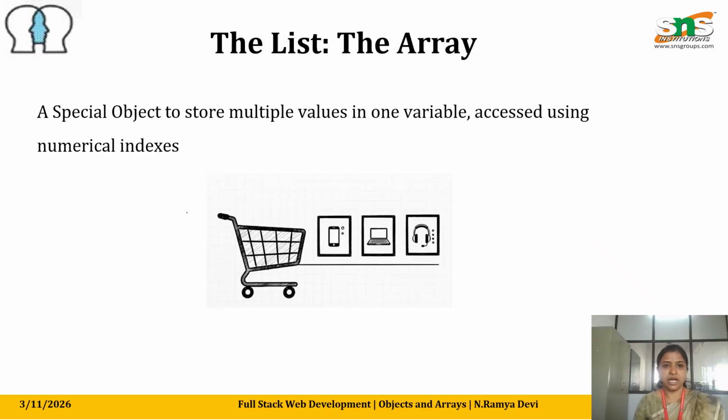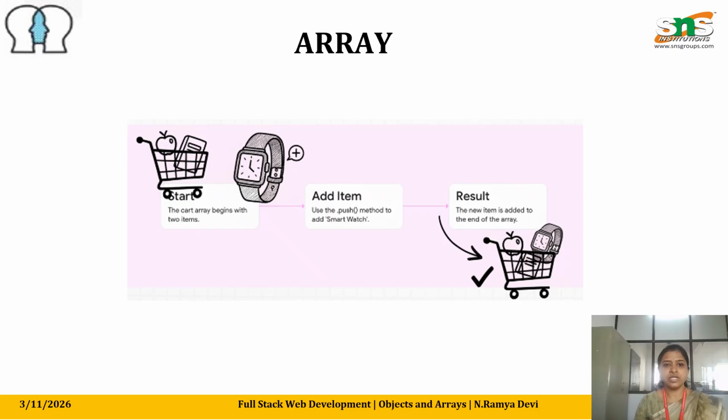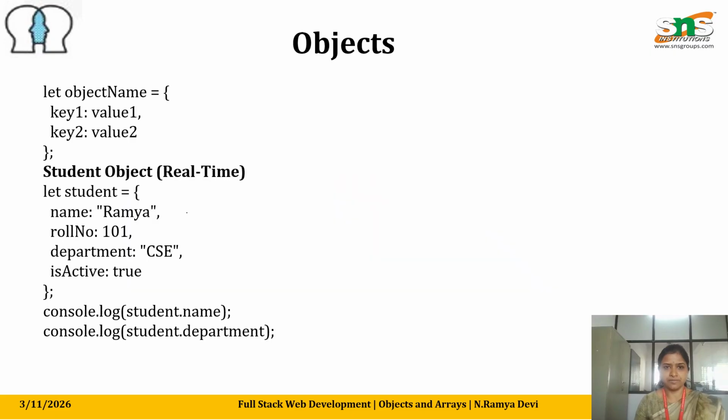So an array is also a special object for storing multiple values in one variable, which can be accessed using a numerical index. If we go to a shopping mall, we add our items to a cart, like how we can add items to our array. Finally, the new item is added at the end of the array, and we can build according to it.